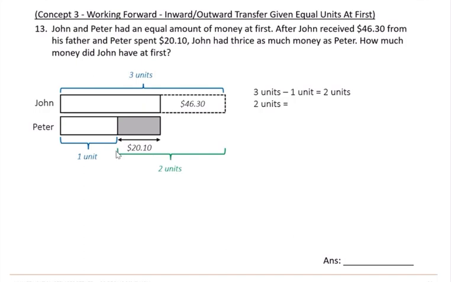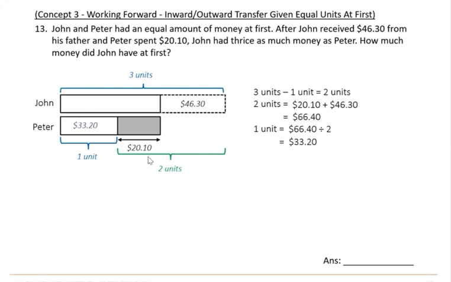So how do we find the value of 2 units? Look carefully at the range. From here to here, you can see 2 values. So if you need to find the value of 2 units like this, you must add $20.10 plus $46.30. $66.40. That is 2 units. For 1 unit, you divide by 2. 1 unit is $33.20. So after I find 1 unit, I ask myself, where is 1 unit? It's actually Peter's amount left.